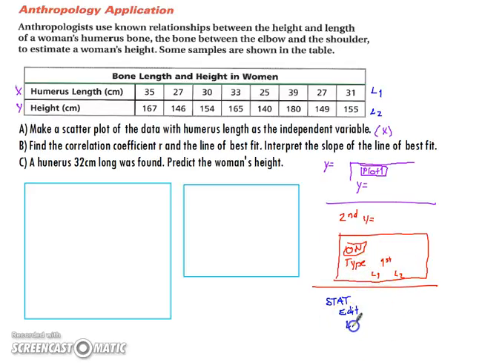So under L1 and L2, you're going to insert that data. If there's already data there, just go up and select L1, hit clear and enter, and your whole list will become cleared. And then insert your data. So your 35, 27, and then just keep going. And then for your L2, you're going to have your 167, your 146, and keep going in order all the way across your list.